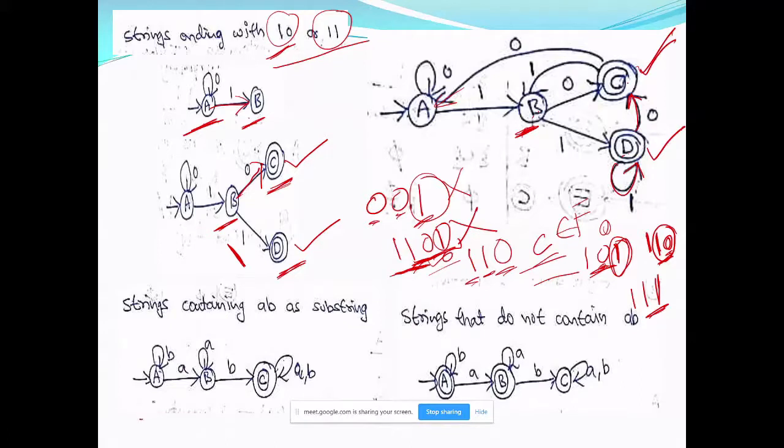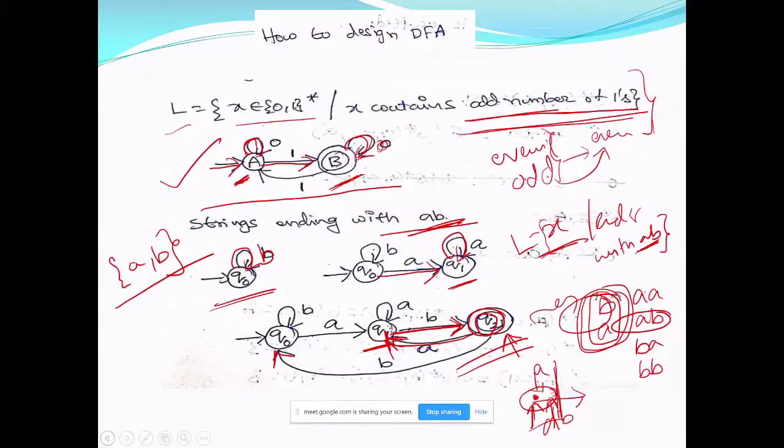Now this is another DFA for strings containing AB as a substring. Now look at this. There is a difference between this and the previous FA. If you look at this FA, it is for strings ending in AB. That means the last two symbols are AB.